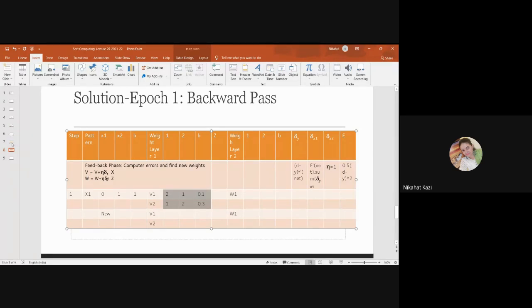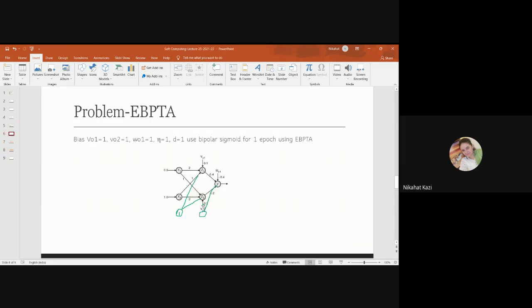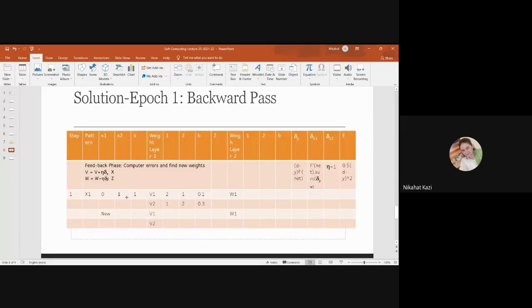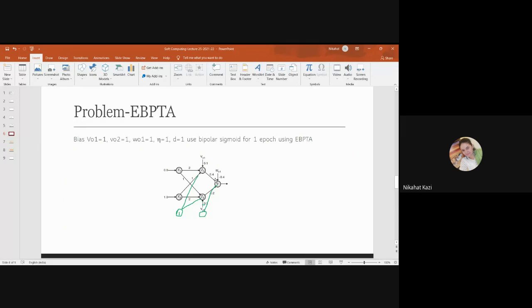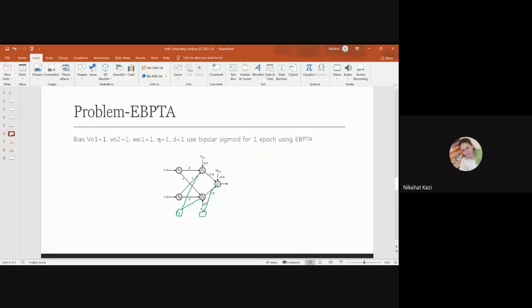Are you getting it? This is with respect to this diagram, whatever is given in this problem. Eta times delta O, delta O's. Delta O in this case, we are calling it as delta Y, because the output is not O, it is Y in this terminology. All the delta Y's times the input to this layer. The input to this layer is nothing but Z. The input to the output layer is Z.